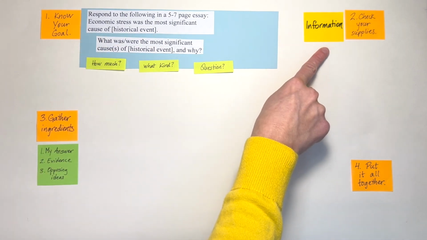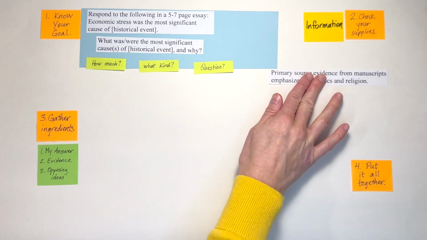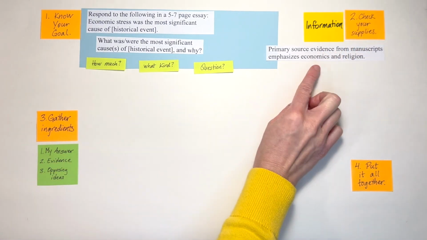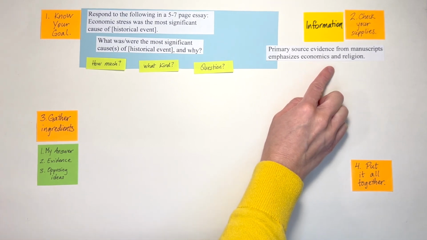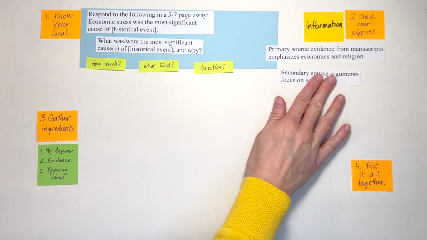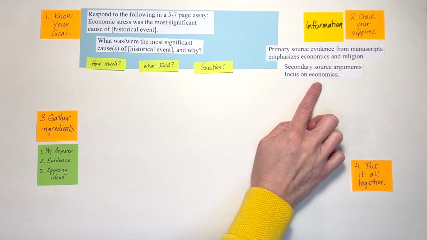We're going to get some supplies as we gather information. So let's go through the sources that we have. Let's say we have some primary source evidence from manuscripts, and that as we read through that, we see that those documents are talking about economics and they're also talking about religion. Then we also have some secondary sources that are written by historians or other scholars later on looking back at an event. And most of those arguments focus on economics.